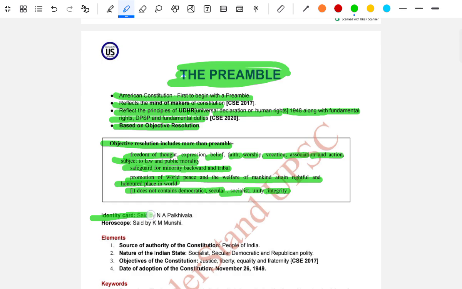Identity card, as said by Nanabhoy Palkhivala. A horoscope, as said by K. M. Munshi. Source of the authority of the Constitution: the people of India. Nature of the Indian state: sovereign, socialist, secular, democratic and republic polity. Objectives of the Constitution: justice, liberty, equality and fraternity. Date of adoption of the Constitution: November 26, 1949.